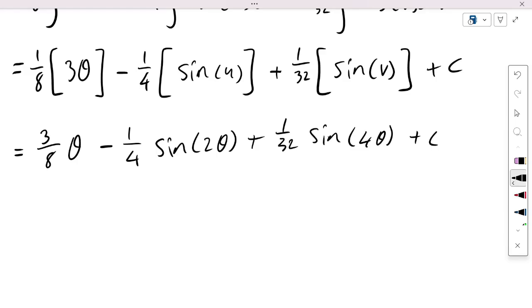And that was the last question over here for method 2 for the trigonometric substitution.